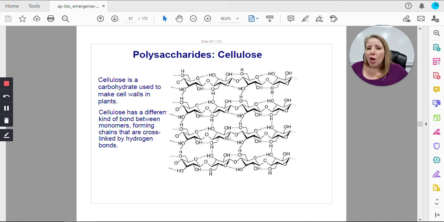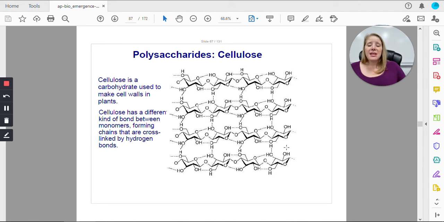The last one is cellulose. Cellulose is in the walls of plants. It holds a lot of sugar. You can see it's pretty much, it looks just like the starch, but very complex, making this cross-linked, very long sheet. The bonds between each monomer are really strong. That cross-linking makes it strong with those hydrogen bonds, and it's not something that's easily broken down.